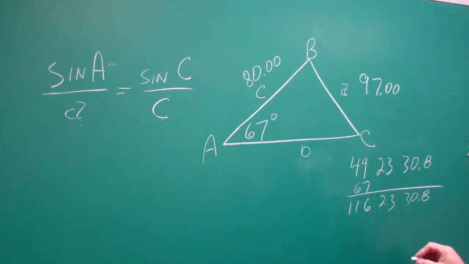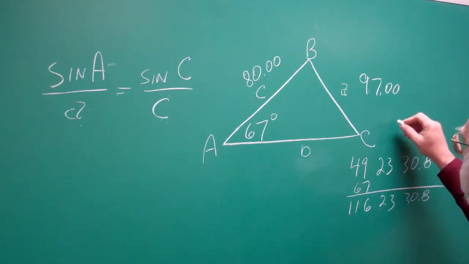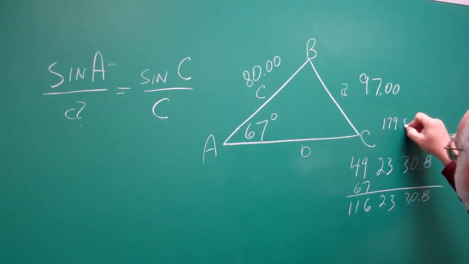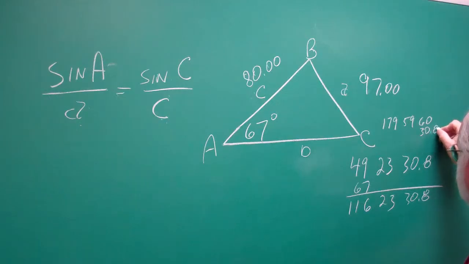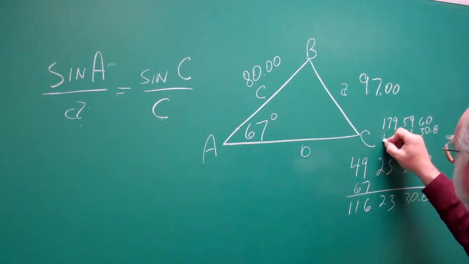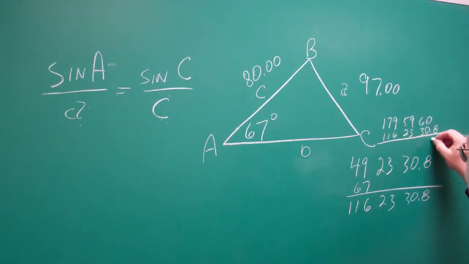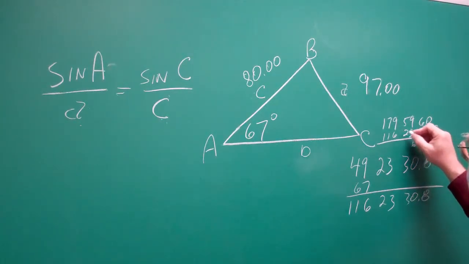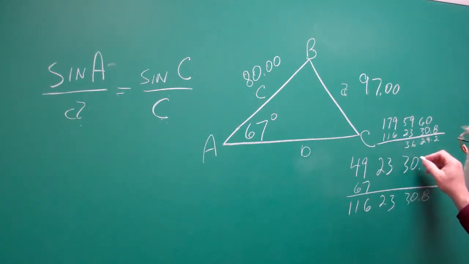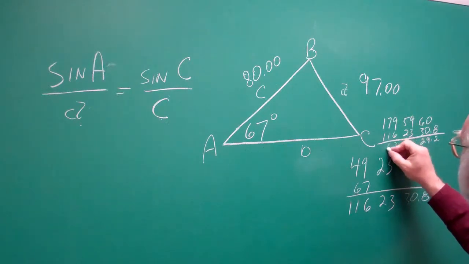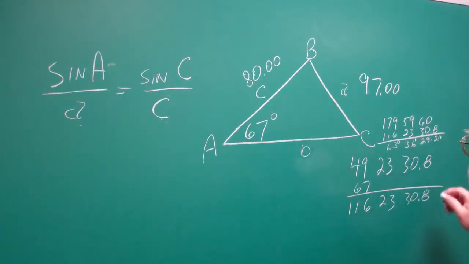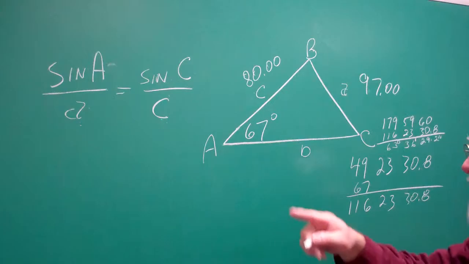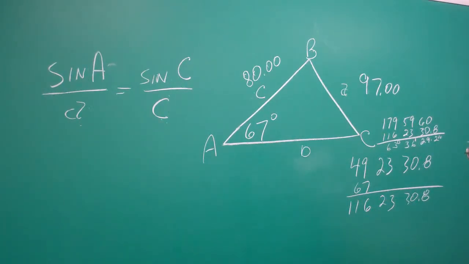And then subtract that from 180, in other words, 179, 59, 60, minus 116, 23, 30.8. What do we get? We get 63, 36, 29.2. Now, we already know that triangle is going to work out to 180.